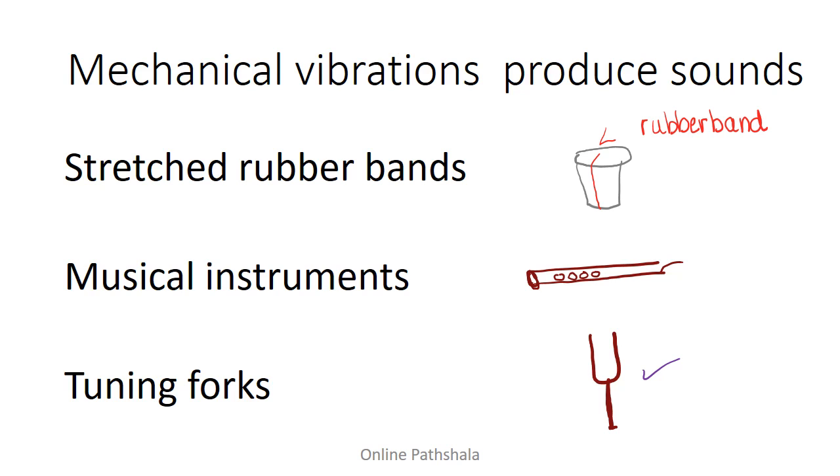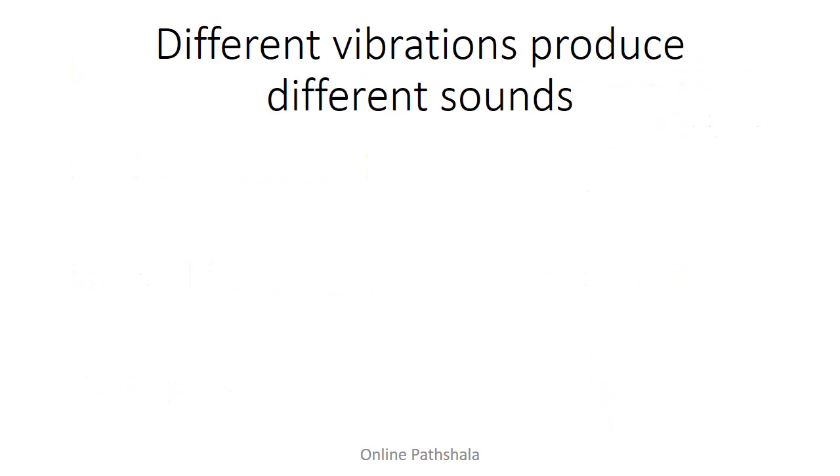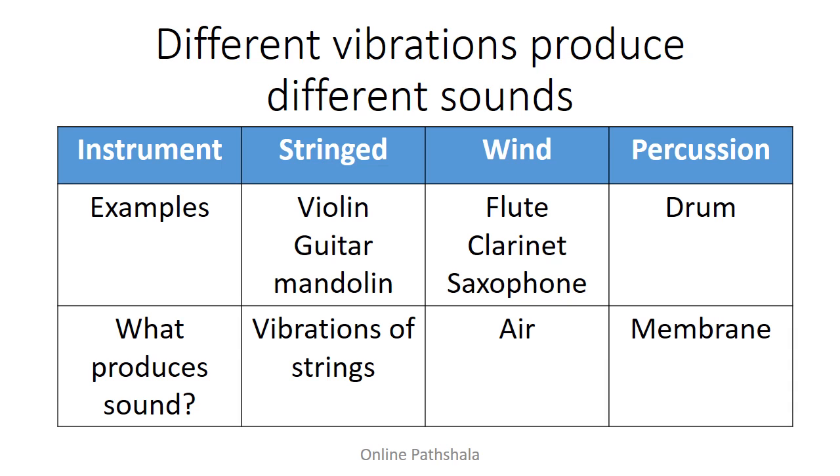Now, many times it is important to know what part vibrates to create the sounds. And a very good example to study that is different kinds of musical instruments. So what we're going to look at is three types of instruments and see where the sound comes from. Here I have a table where we are looking at different types of instruments in the first row. Then we look at examples of that type of instrument, and then we look at what produces sound in that instrument. So the first class of instruments are known as stringed instruments.